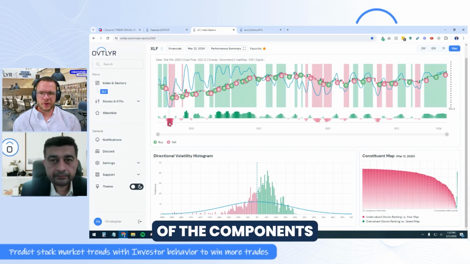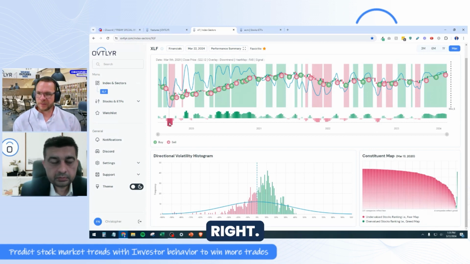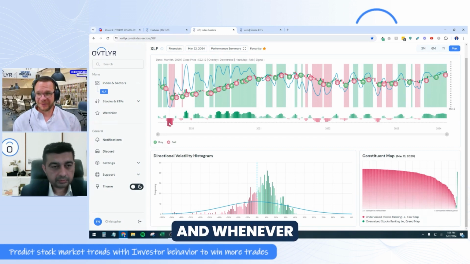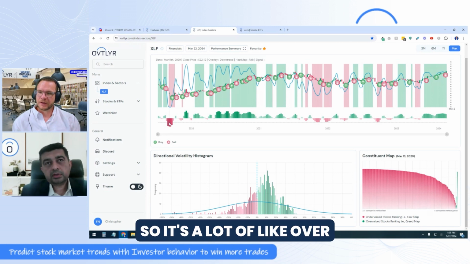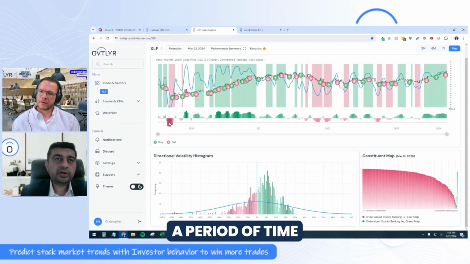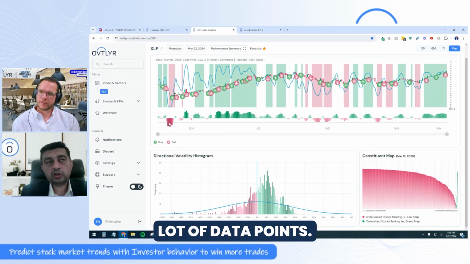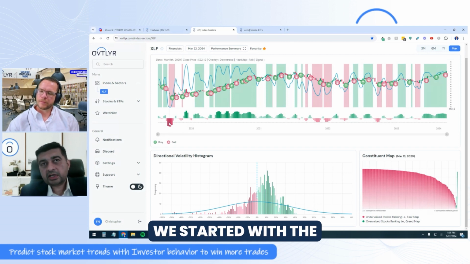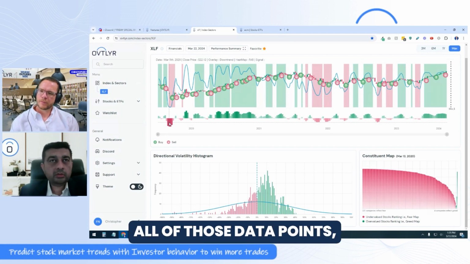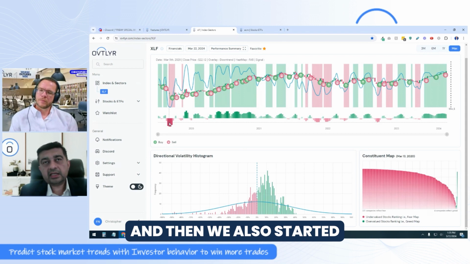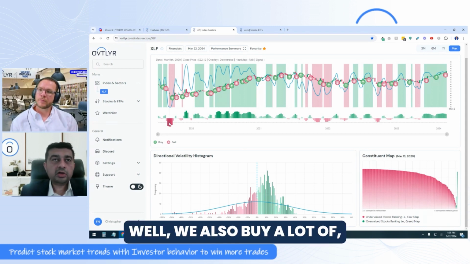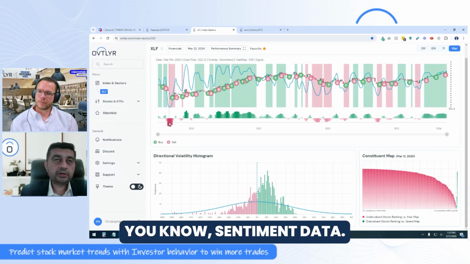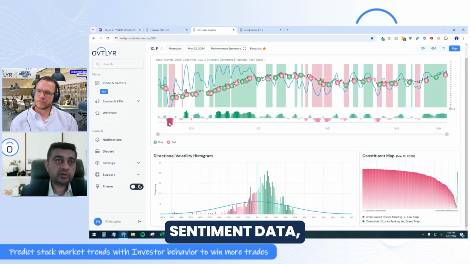So what are some of the components that go into the behavioral heat map, right? Like I'm a price trader, and whenever I hear about behavior, what goes into that? I have no idea. Yeah, so over a period of time, we started with a lot of data points. We started with your price, volume, all of those data points. And then we also started scraping a lot of data from the internet. We also buy a lot of sentiment data. We also scrape a lot of sentiment data.